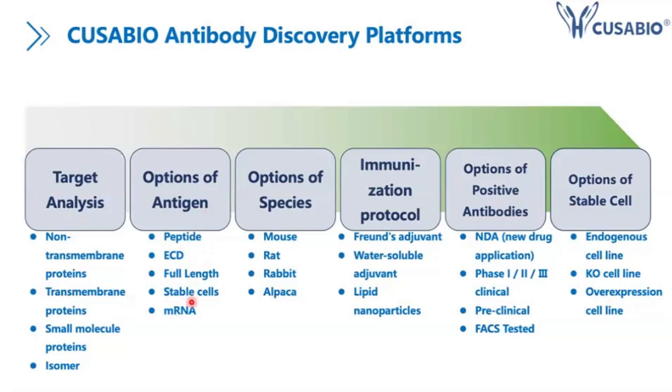For species, right now we have mouse, rat, rabbit, and alpaca. The immunization protocols can also differ based on what you want. We also offer different options for positive antibodies and stable cell lines. This is the overall introduction to our antibody discovery platform. If you are interested in any project, you can talk to us.